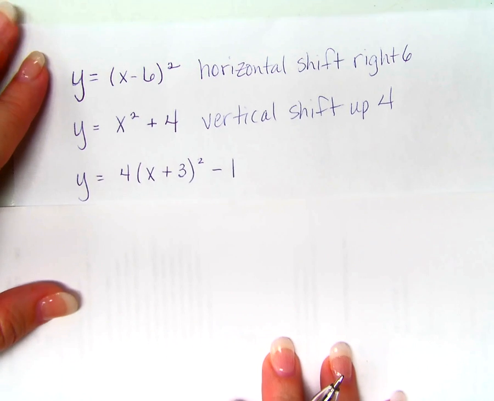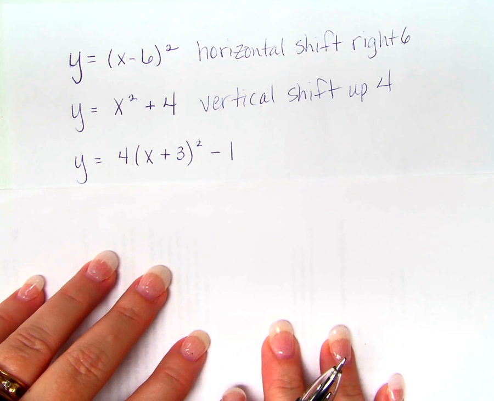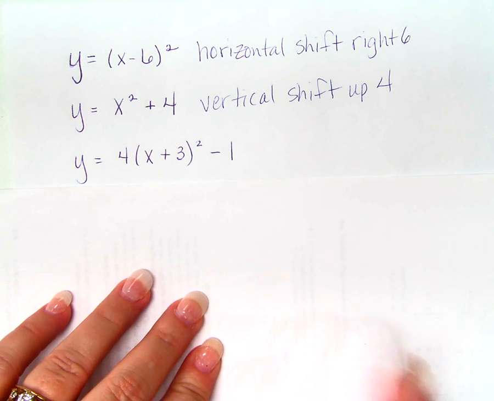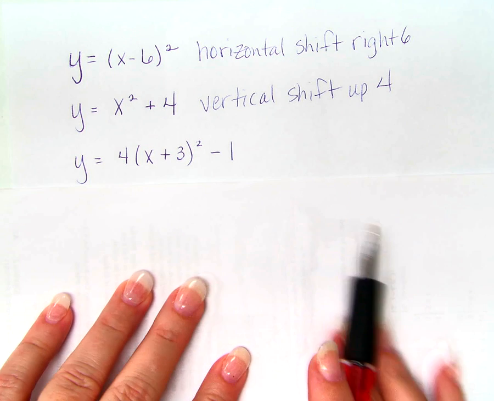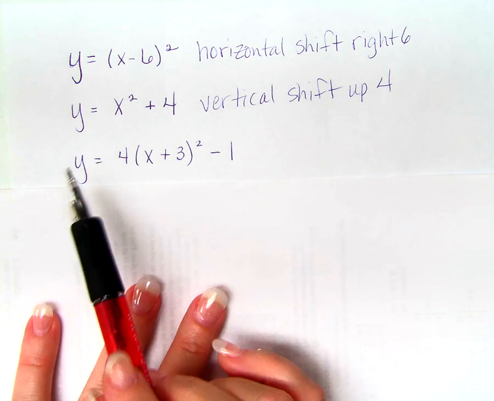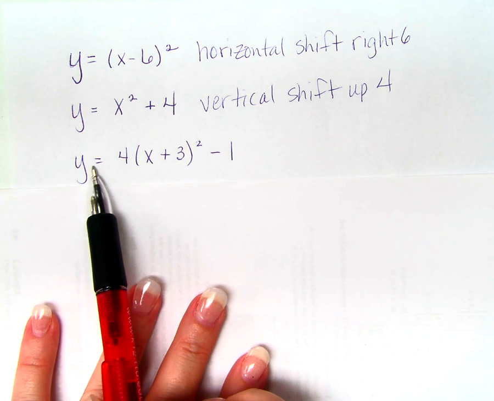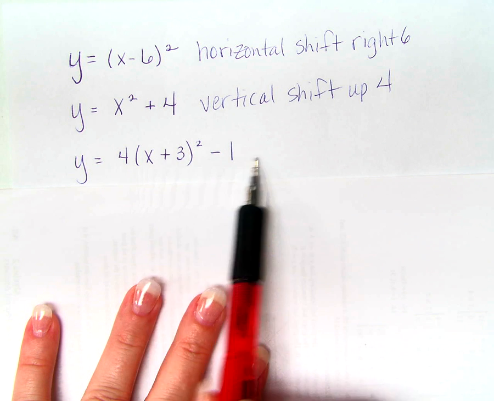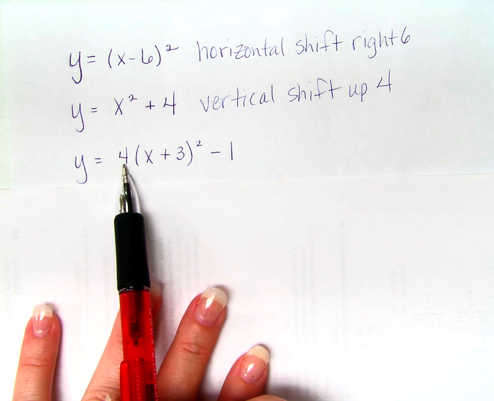Okay? y equals 4 times (x plus 3) squared minus 1. So hopefully you realize this is doing more than just one thing. The best way to figure out what's going on is to start from left to right, and as we get to something that we think is causing a transformation, we'll decide what it is.